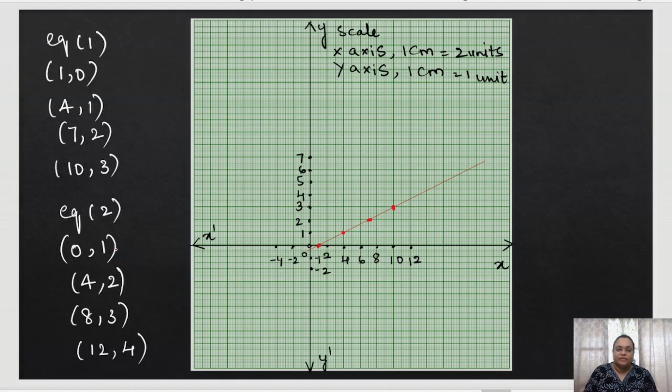So the first point from the second equation is 0 and 1. 0 on the x-axis, 1 on the y-axis, which is here. The next one is 4 and 2. 4 on the x-axis, 2 on the y-axis, which is this one. The next one is 8 and 3. 8 on the x-axis, 3 on the y-axis, which is here. The next one is 12 and 4. 12 on the x-axis, 4 on the y-axis, which is here. Now let us join these points.